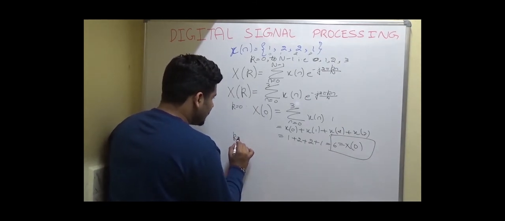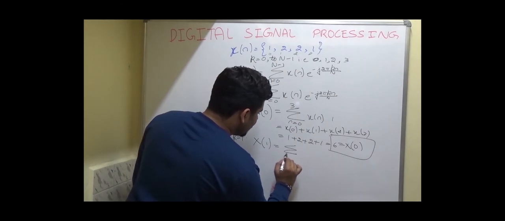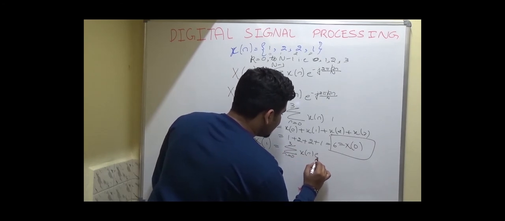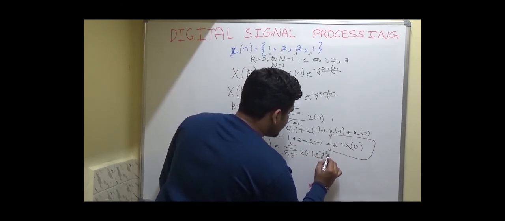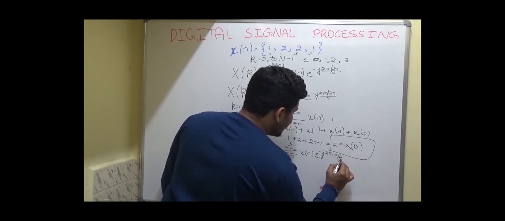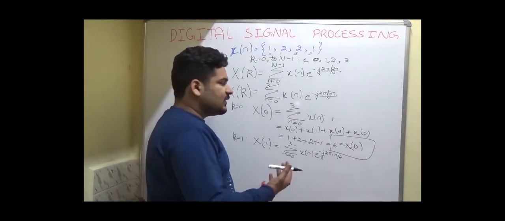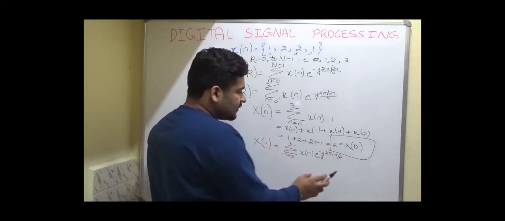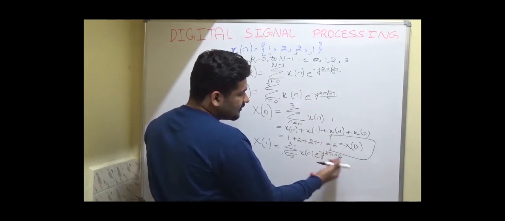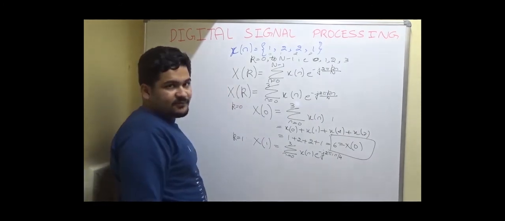Next, k is equal to 1. I'll just put 1 in all the places wherever k is there: summation from 0 to 3, x of n e raised to the power minus j 2 pi 1 n divided by 4. Though the 1 is not necessary to be written, it is always a good practice to write it because the standard format which is in the formula can be easily detected, correct? Now here I'll just do the simple simplification.